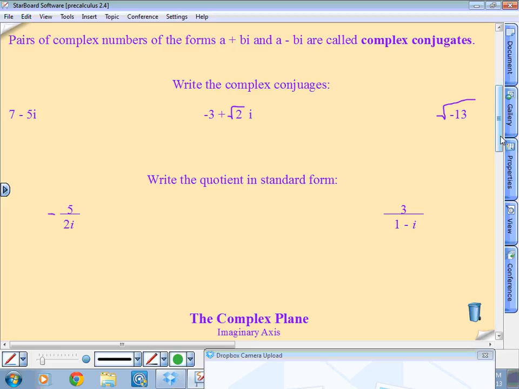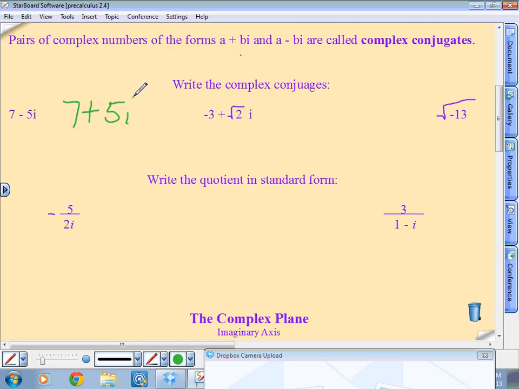It's not a trick question. So if these are complex conjugates of each other, it's in this form, you just want to put it into this form. I'm sorry, 7 plus what? 5i. That's all we did, change the minus to a plus. That's a conjugate, okay? I can do that. Okay.